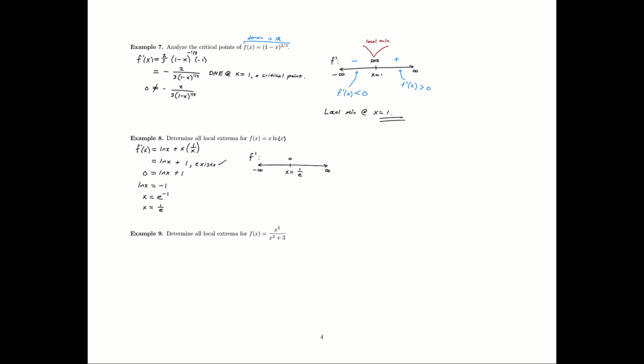So now we have to pick sample points. We have to pick something that's bigger than 0 but smaller than 1 over e. How about I pick 1 over e squared? What's the derivative at e to the negative 2? Well, the derivative at e to the negative 2 is negative 2 plus 1, which is negative.